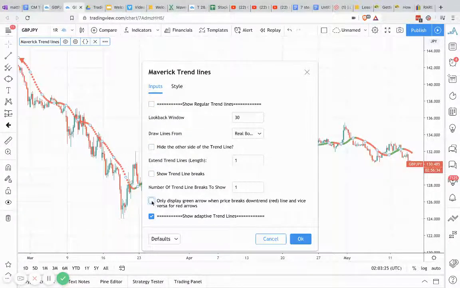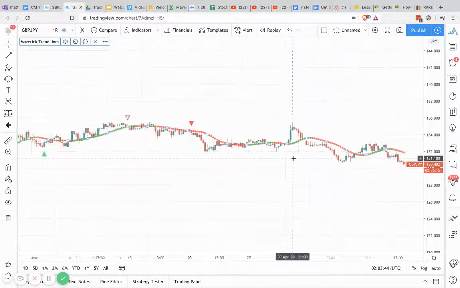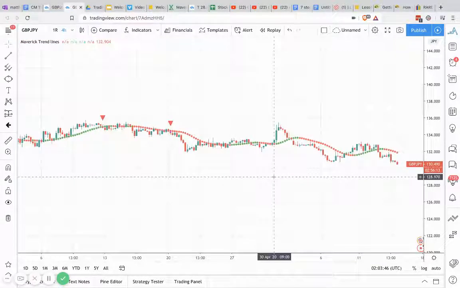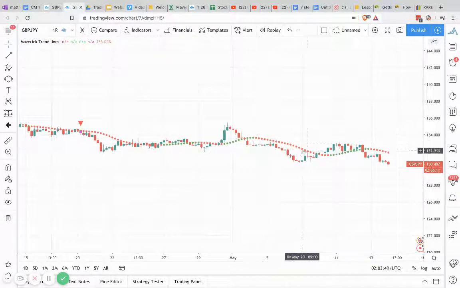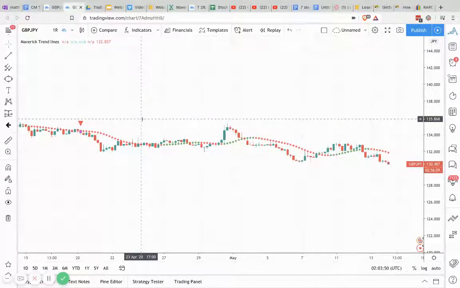Anyway, I'm going to digress here, and I'm going to remove everything from the other indicator. I'm going to only show these adaptive trend lines. I didn't actually need to uncheck these. All I need to do is uncheck show regular trend lines because we don't want those shown for right now. And I want to check show adaptive trend lines, and this is just a nice way of seeing this kind of adaptive trend line, which is actually very useful.